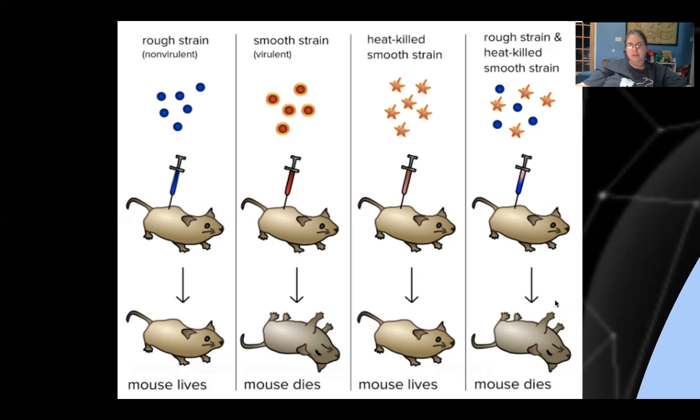So Griffith came up with the idea that there has to be some kind of transforming factor, that the rough strain, which was non-lethal, transformed and became lethal when it was surrounded by the dead lethal strain. It took something from the dead cells and incorporated it into itself, which then turned the rough strain into the virulent, lethal form of the bacteria.